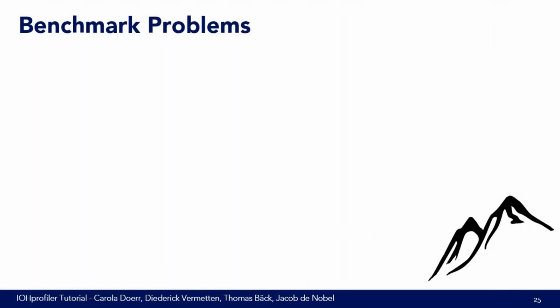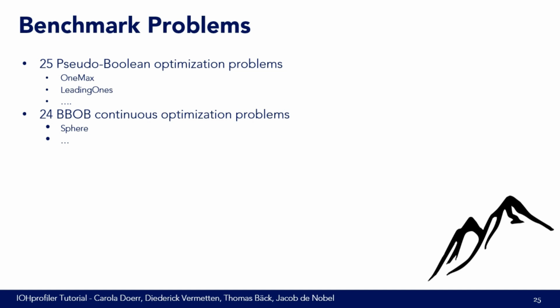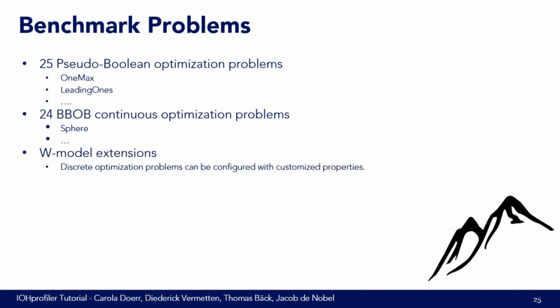So with this demonstration in mind, let me give you an overview of the different benchmark problems that have been integrated into IOH Experimenter directly. It starts with the pseudo-Boolean optimization problems and the BBOB suite, but we also have different function generators like the W model. We have submodular problems, which includes constraints. So we have support for constraint optimization problems.